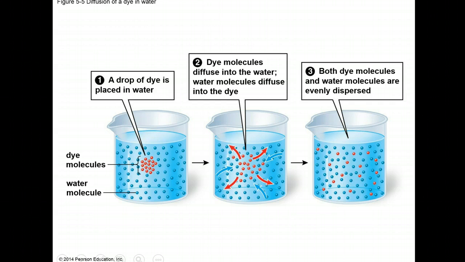In this slide, we have a beaker filled with what we call a solution. The red dye molecules represent the solute. The blue molecules represent the solvent, which is in this case water. When a drop of dye, which is the solute, is placed in water, initially they are concentrated in one spot. But because molecules move from where they're more concentrated to where they're more spread out, or at a lower concentration, eventually these red dye molecules will spread out throughout the entire beaker.